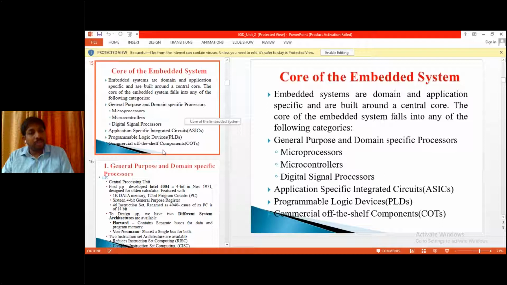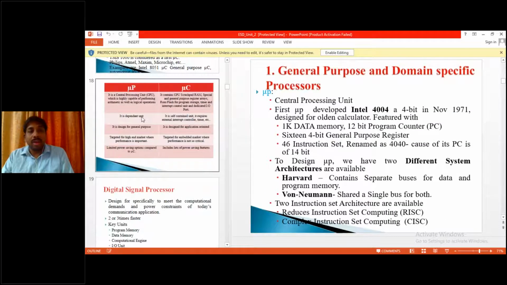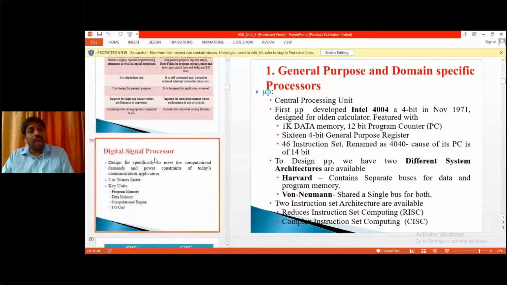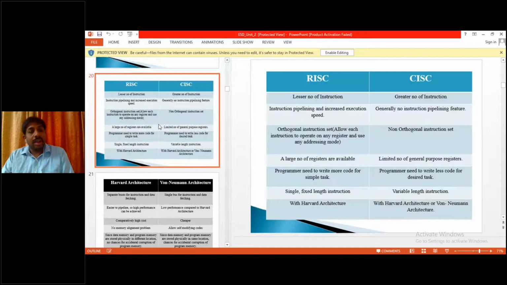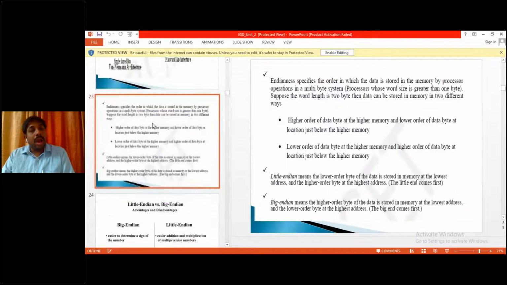If you go for a general purpose domain specific processor, you can use a microprocessor, a microcontroller, or a DSP. We have also compared in our previous slide the difference between microprocessor and microcontroller, what a DSP does, and what RISC and CISC architectures are. Based upon the architecture, your microprocessor can be a RISC or a CISC architecture. If you go for bus sharing, it can be a Harvard architecture or von Neumann architecture. And if you go for how a byte is stored in the memory, you can differentiate them as little endianness and big endianness.